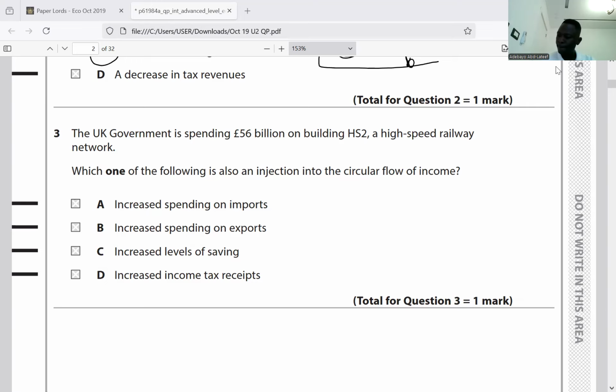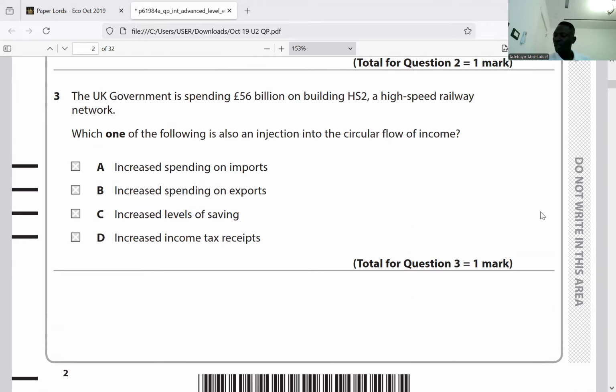Question 3, they said the UK government is spending 56 billion pounds on building HS2, a high-speed railway network. Which one of the following is also an injection into the circular flow of income? What's the circular flow of income? The circular flow of income is a diagram showing the relationship between the injections and withdrawals in the economy. Okay, how money comes in or out of the economy. And in the circular flow of income, injections are flows into the economy, which increase the total spending and income.